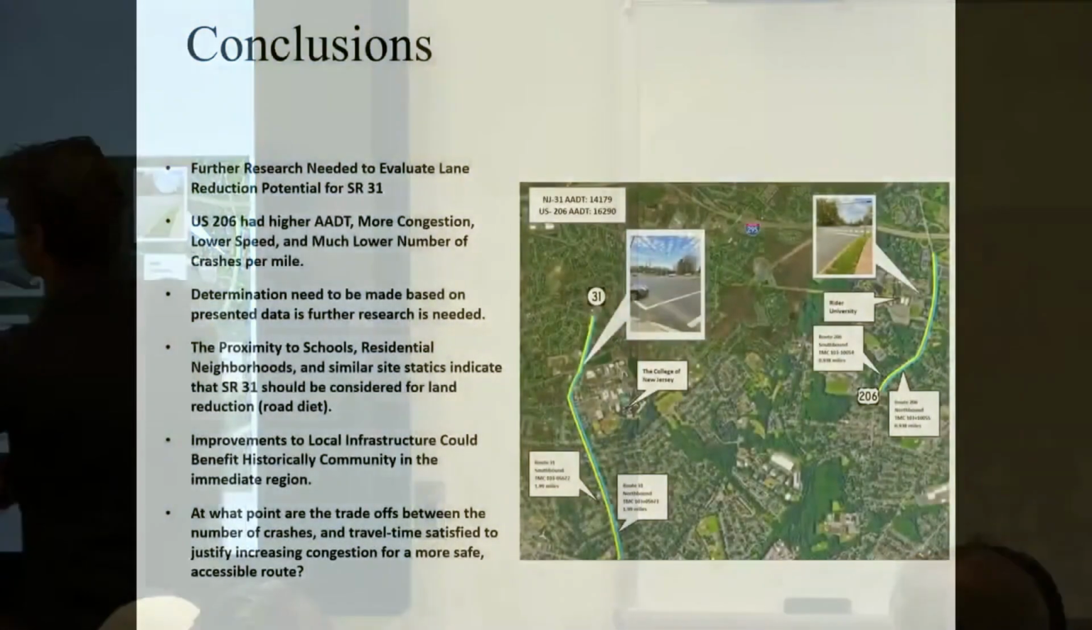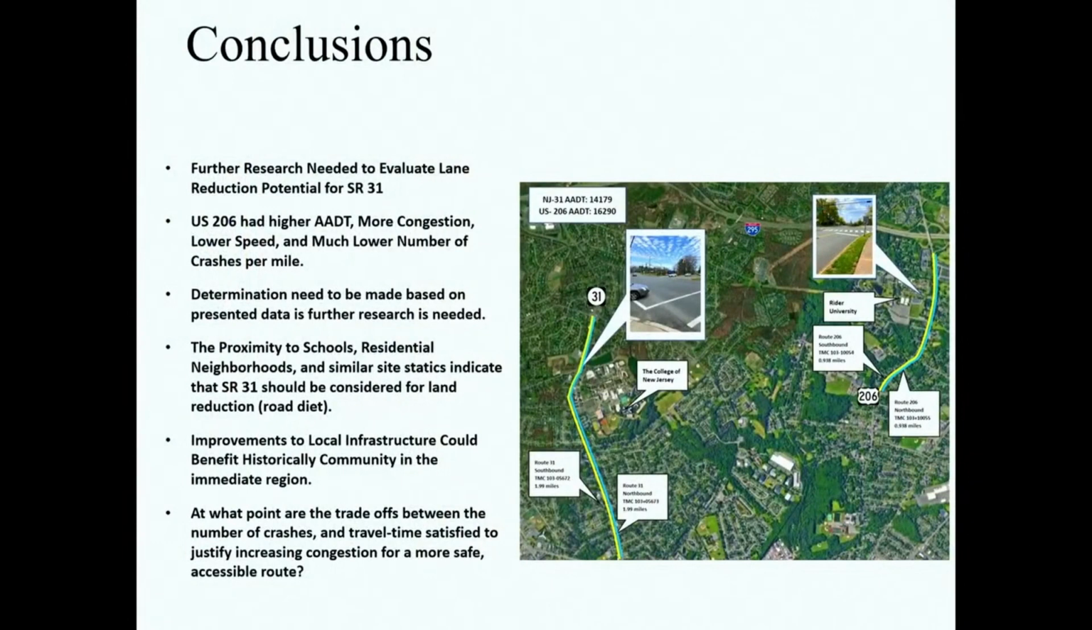The proximity to schools, residential neighborhoods, and similar site statistics indicate that State Route 31 should be considered for a lane reduction. My spelling is not the best. My apologies. Or lane reduction or a road diet. And that's my personal opinion. If TCJ wants to develop the other side, if we want to connect down to Holden Avenue, if we want to start bringing the community into the campus, this is how you do it.